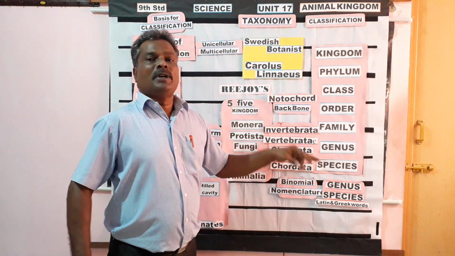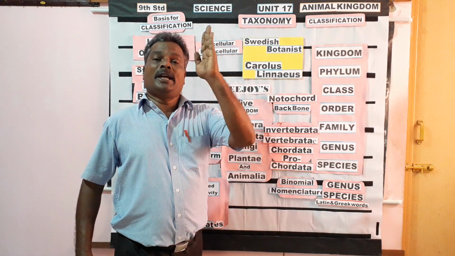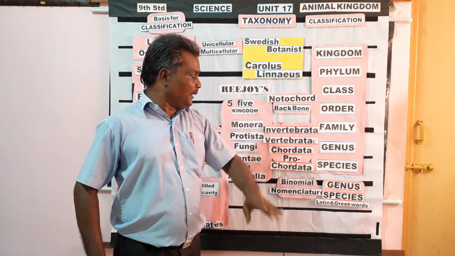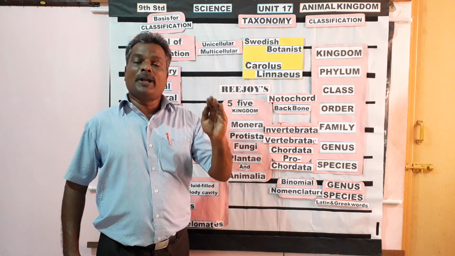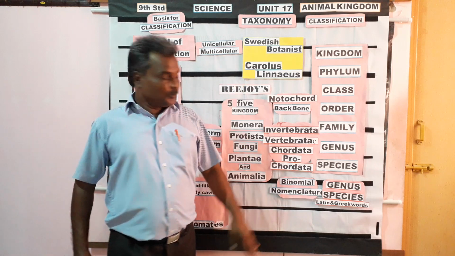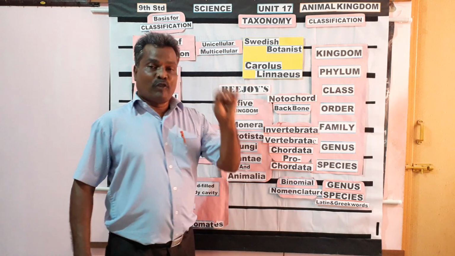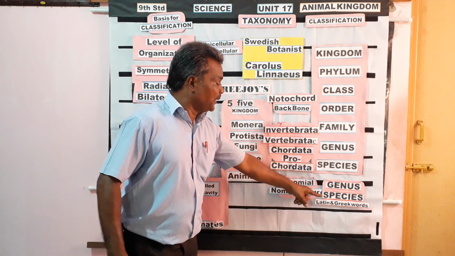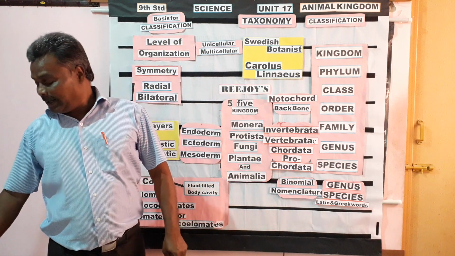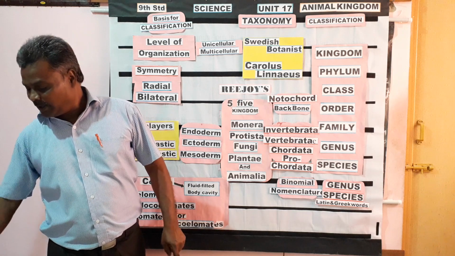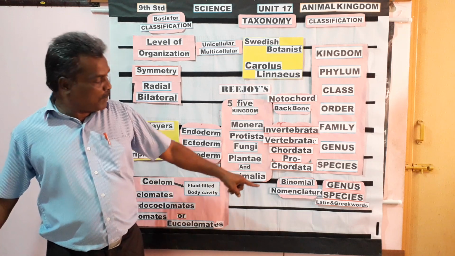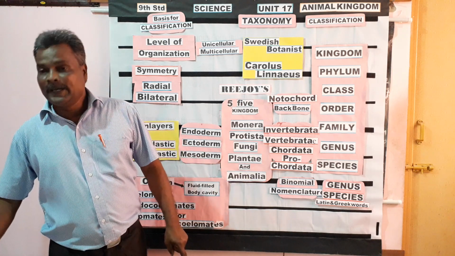The first name, genus, has its first letter as a capital letter, and the second name, species, has a small letter as the first letter. Genus first letter is capital letter, species small letter first letter. Okay, now let us have some examples of this binomial nomenclature.